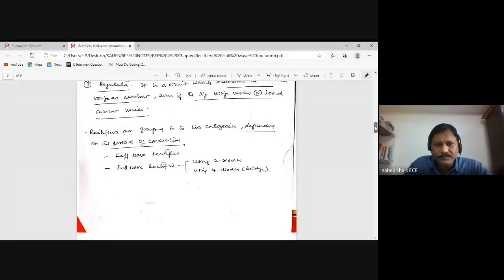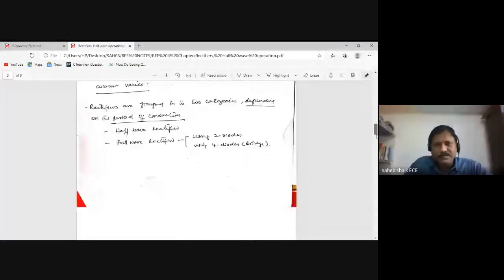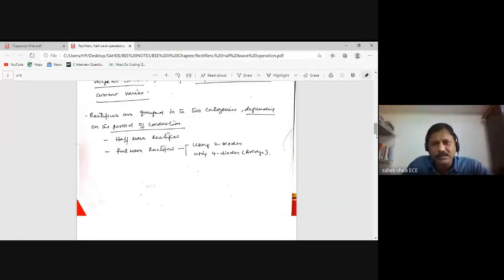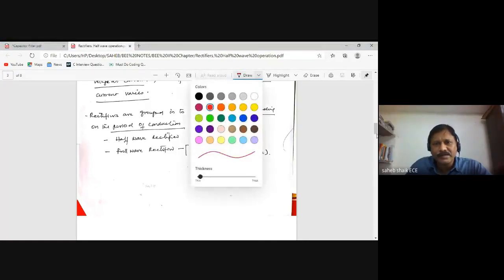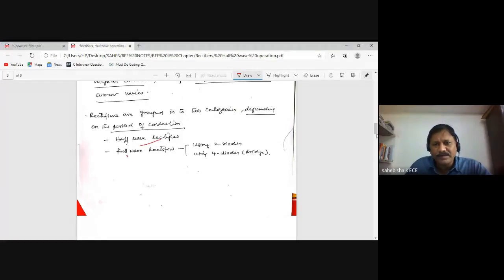Okay, is this slide visible to you? Okay. So if you see here, these things you have already studied. That is, rectifiers are of two types: half wave rectifier and full wave rectifier. In full wave rectifier, again, you are using either two diodes or four diodes.